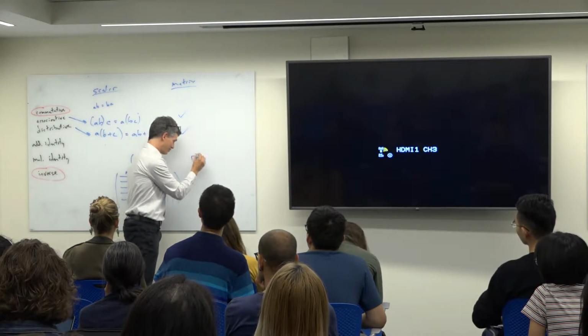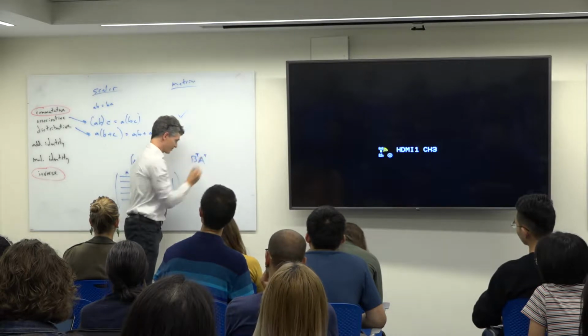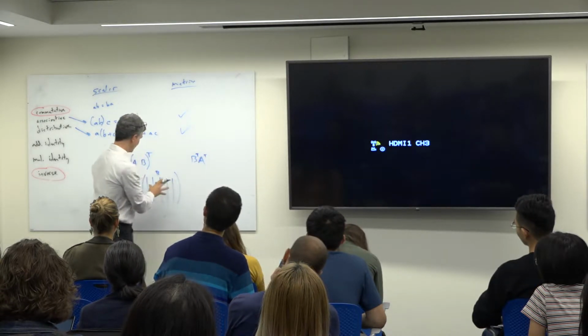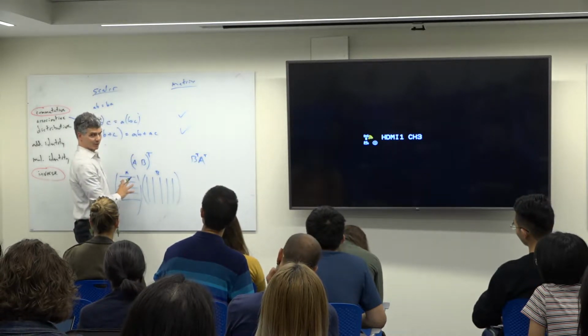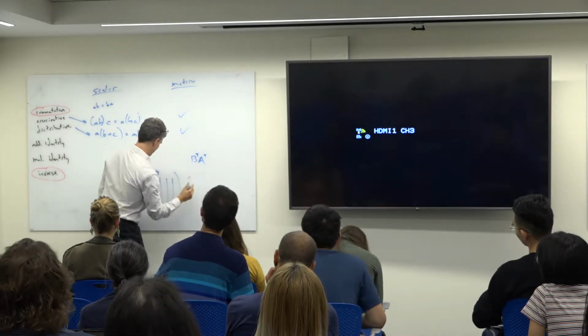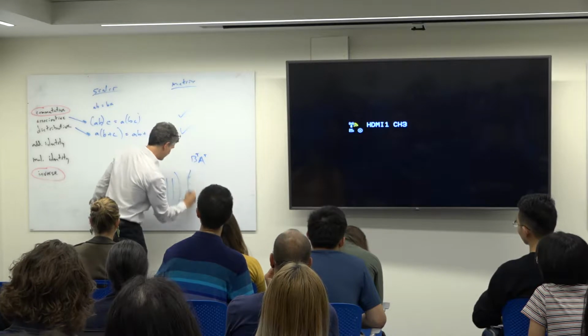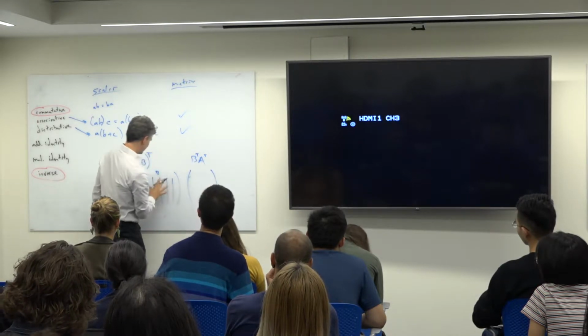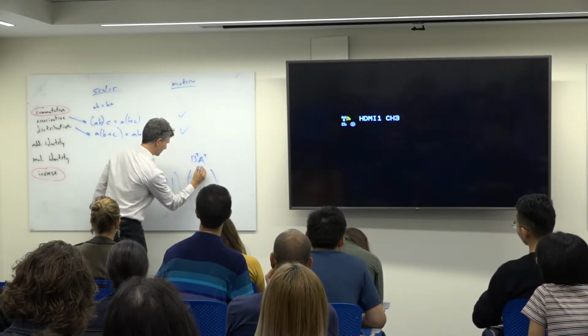So maybe if I transpose this one. Now B is on the left, but it's transposed. So it looks like this. I should have written them in colors. Sorry. This is now B transpose.